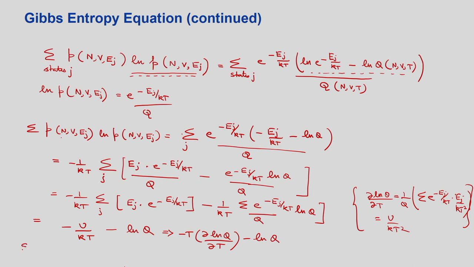So, I can write down S equal to k of ln q plus T dou ln q by dou T of N, V, which is nothing but minus k summation of p of N, V, e_j into ln of p of N, V, e_j. So, if you want to calculate the entropy and you know the number of states, you just need to know the probability of each of these states. Multiply the probability of that state into its natural logarithm and sum across all the states to get the entropy, okay. This is how we have arrived from a probability to the entropy expression.